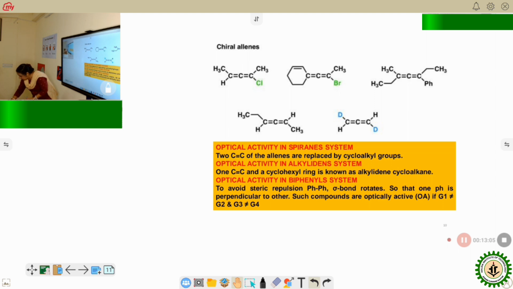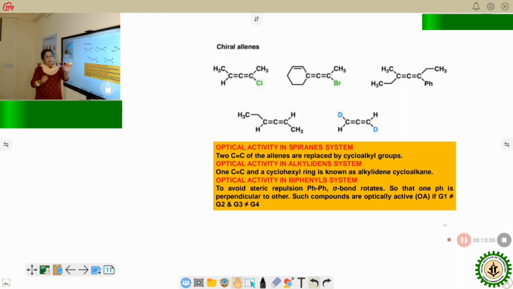Now if there is only one double bond but it is linked with four different groups, this compound is optically inactive because it has a plane of symmetry, on the plane of the surface here. If I cut the molecule, one half is the mirror image of the other.